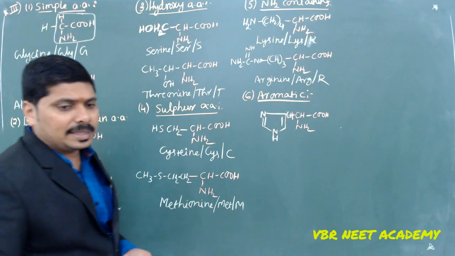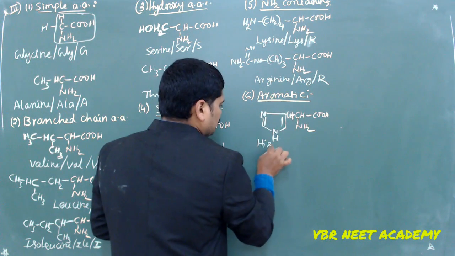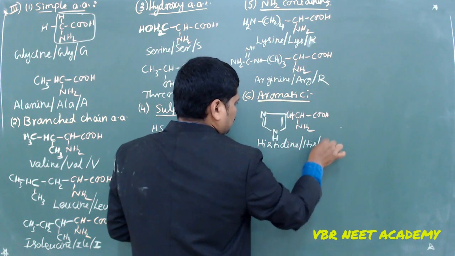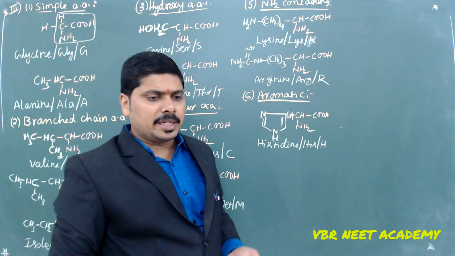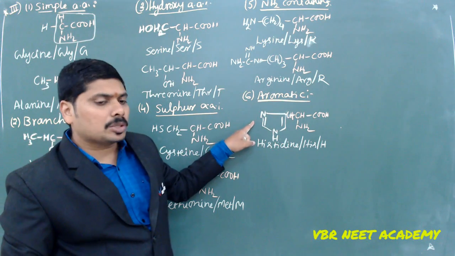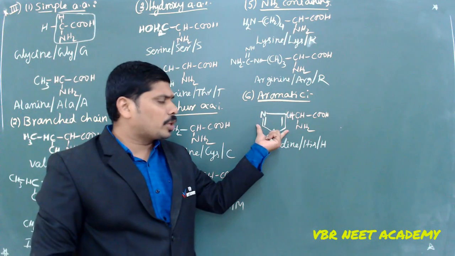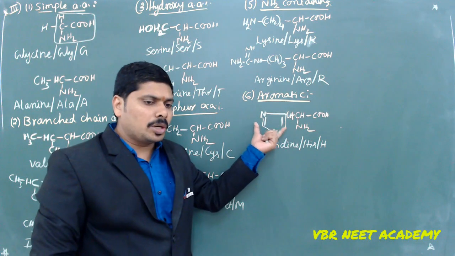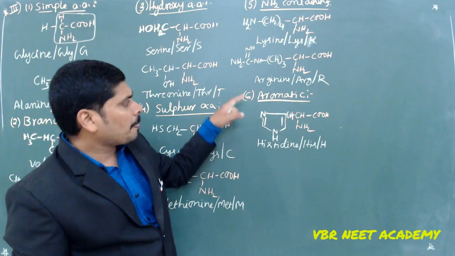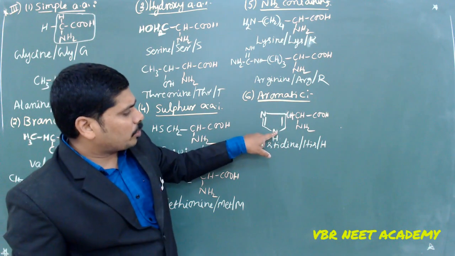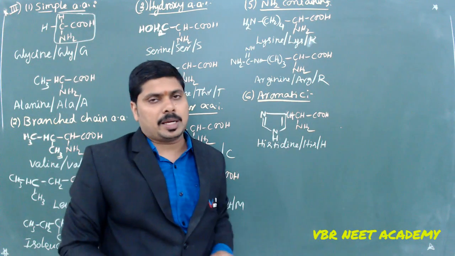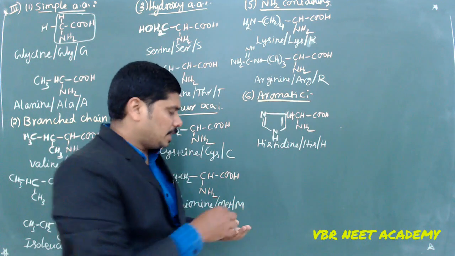This is called histidine. Histidine comes under both basic amino acid and aromatic amino acid because of this imidazole ring. We are going to call this one the imidazole ring. This imidazole ring is going to be aromatic. That's why it can be called an aromatic amino acid. Whereas it has one extra nitrogen which gives a basic character. That's why it can be included in basic amino acid. That's why I am able to write both of them here.